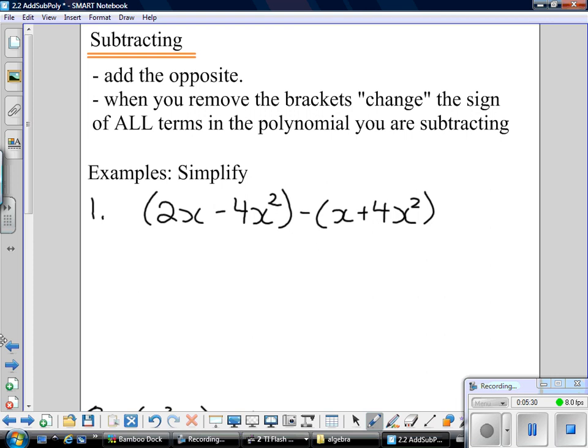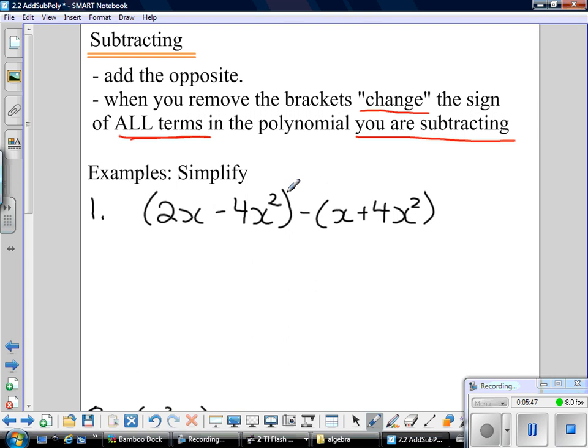We're going to be subtracting. Now, subtracting is the same as adding the opposite. But really what you're doing is, when you remove the brackets, you're going to change the sign of all terms in the polynomial you are subtracting.